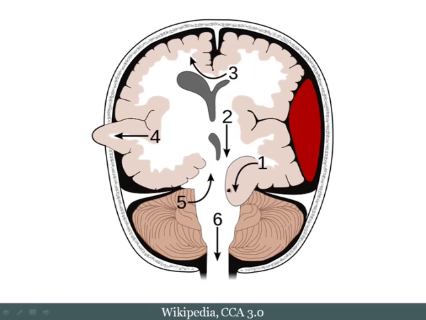The third type of herniation is an uncal herniation. This is when you get herniation of the uncus of the temporal lobe, which is right here, into the area between the cerebellum and the brainstem here, which is also called the tentorium cerebelli.